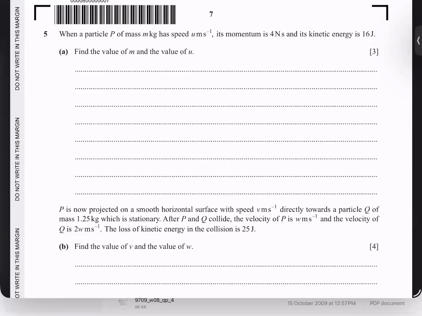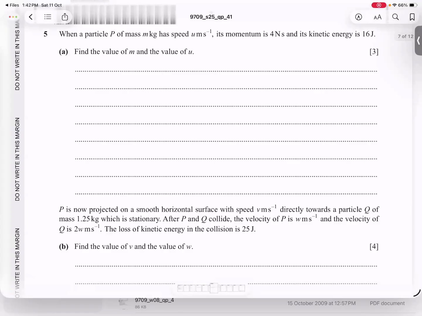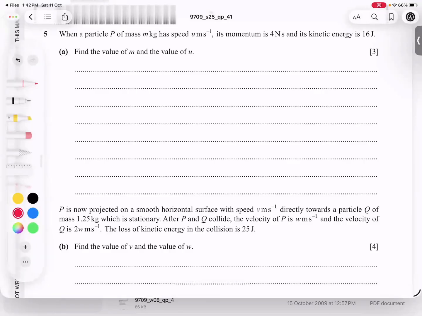Now question number 5. A particle P of mass m kilograms has speed u, momentum is 4, and kinetic energy is 16. We need to find two unknown constants. What is the formula of momentum? P is equal to mv. Momentum is 4, mass is m, and speed is u. So we got one equation.